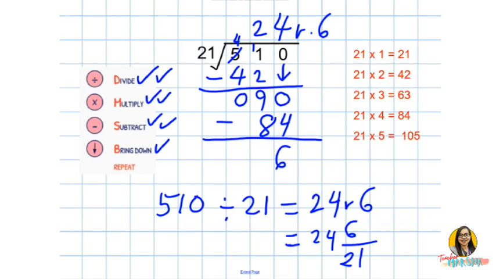So that is how we divide a number by a two-digit divisor using the long division method.